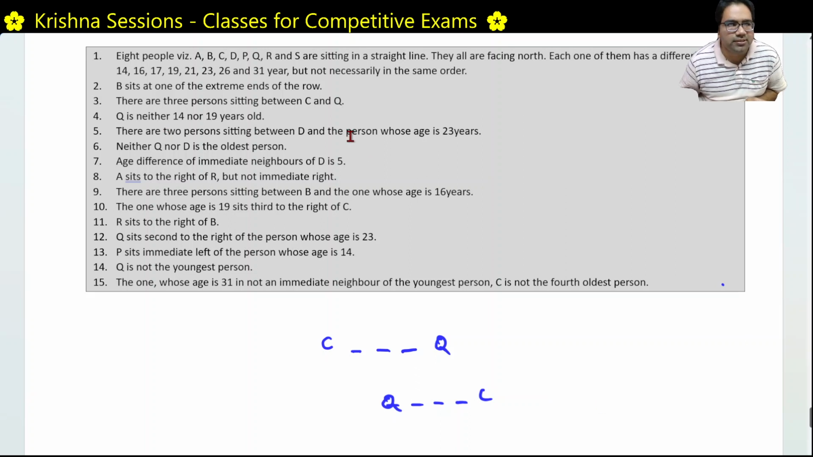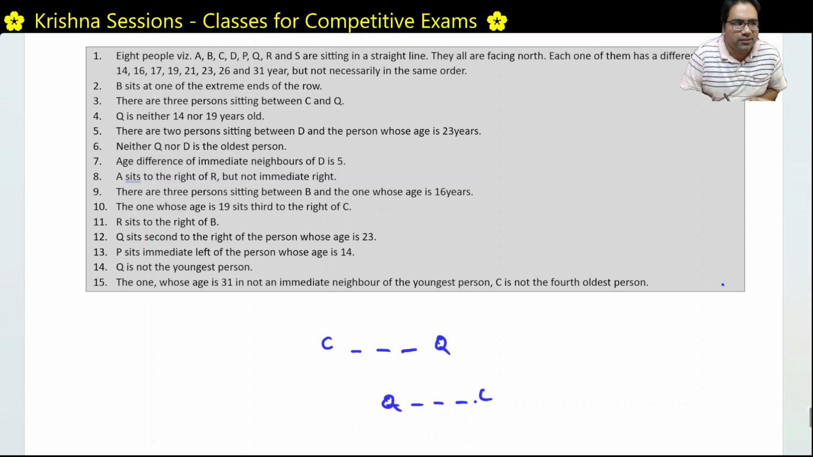Then, there are two persons sitting between D and the person who is aged 23. Neither Q nor D is the oldest person. The age difference of the immediate neighbors of D is 5. A sits to the right of R, but not immediate right. There are three persons sitting between B and the one who is aged 16. The one whose age is 19 sits third to the right of C. Okay, we have got one more clue with respect to C.